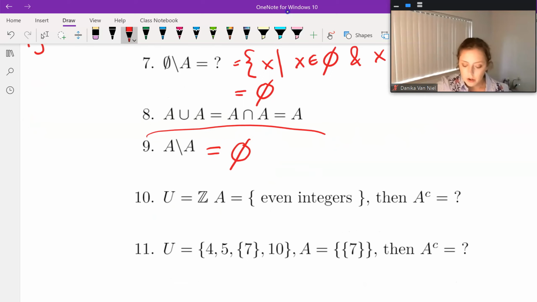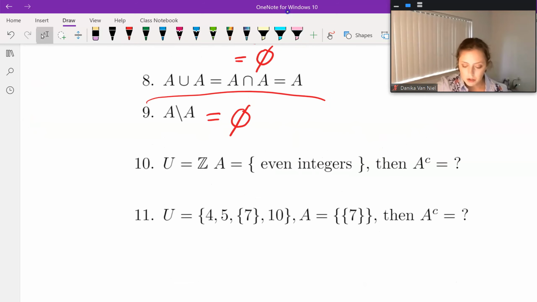All right, so now we're going to talk about some universal sets. So if the universal set is the integers, and A are the even integers, then A complement, well, who do we have left after we take away all the even integers? We have the odd integers.